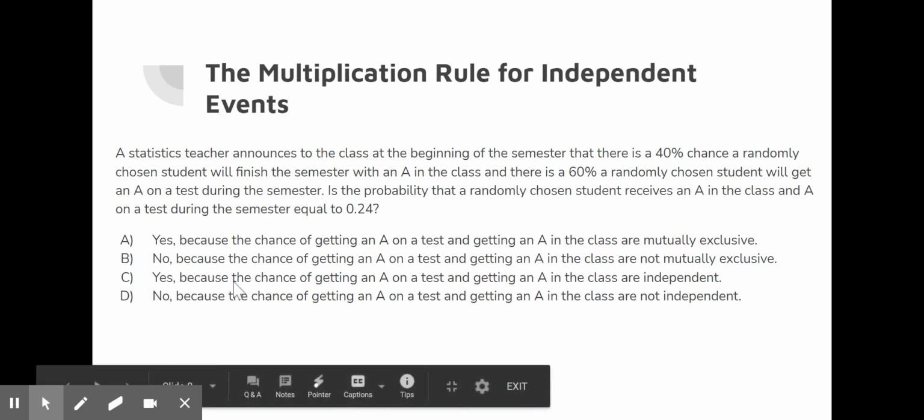Or no, they're not mutually exclusive. Yes, they're independent, or no, they're not independent. So the solution to this is D.